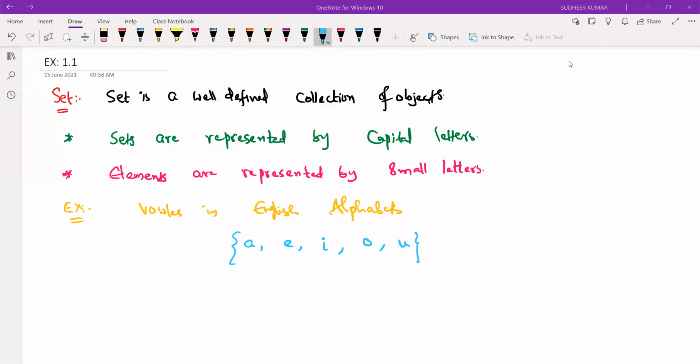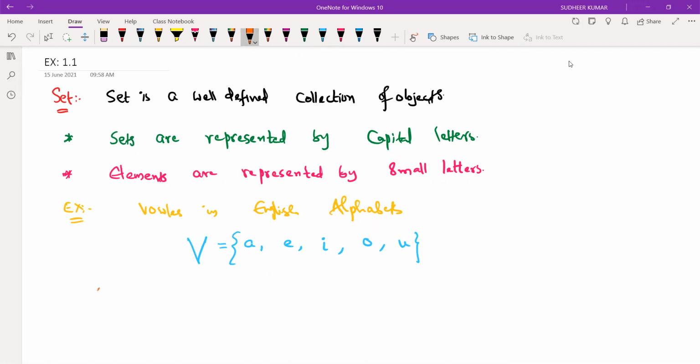So sets are represented by capital letters, elements are represented by small letters. Vowels in English alphabets are A, E, I, O, U. If you separate these by commas and enclose them with brackets, it is called a set. So the set of vowels is, suppose, denoted by B, equal to the set A, E, I, O, U. In this, each of A, E, I, O, U is called an element of the set, right?